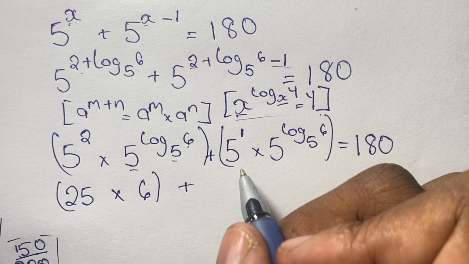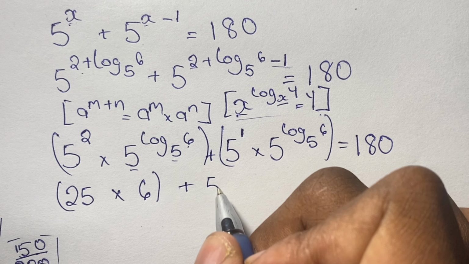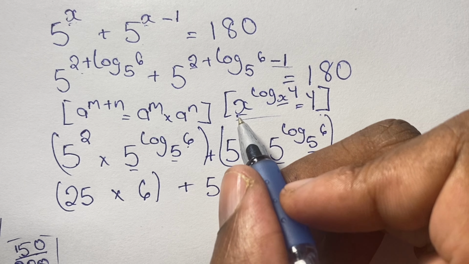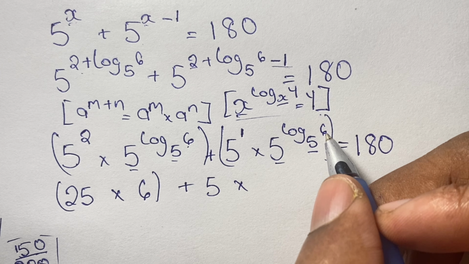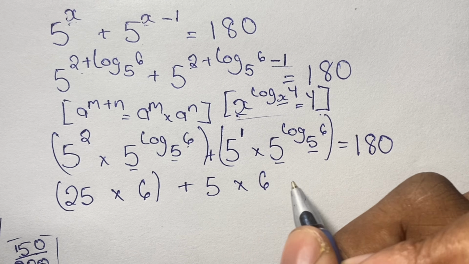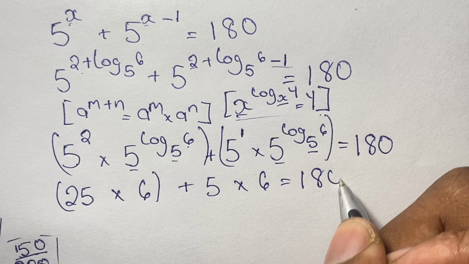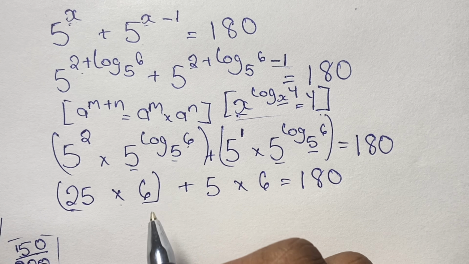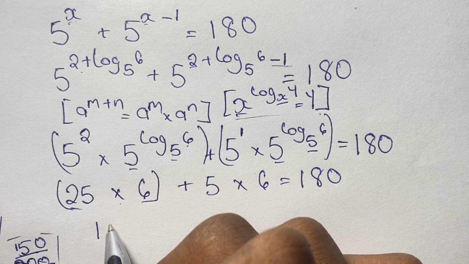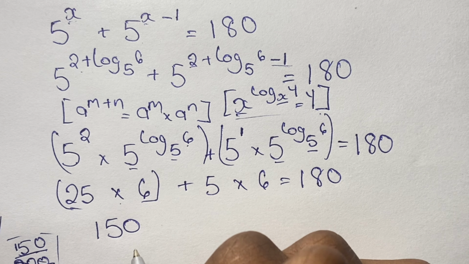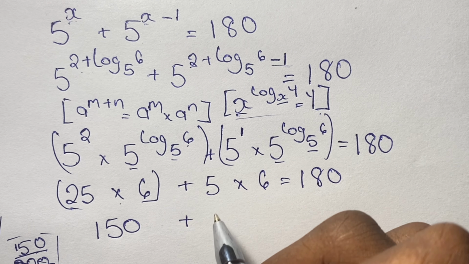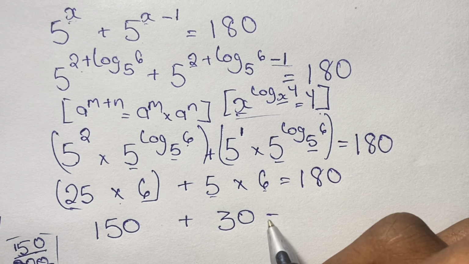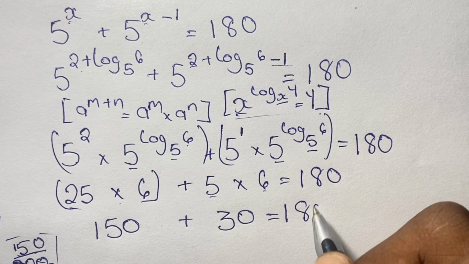And then we'll add that to 5 to the power of 1, which is just 5, so this is 5 times, and here is the same base again, so it is equal to 6, just like our rule says. So we're just going to have that 6 here. So 5 times 6, and this is all equal to 180. Now from here we evaluate this by multiplying 25 and 6, so that gives us 150, and then we add that to 5 times 6. 5 times 6 gives us 30, so 150 plus 30 is equal to 180.